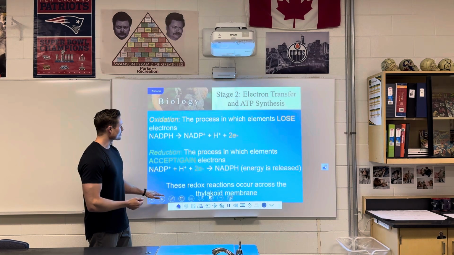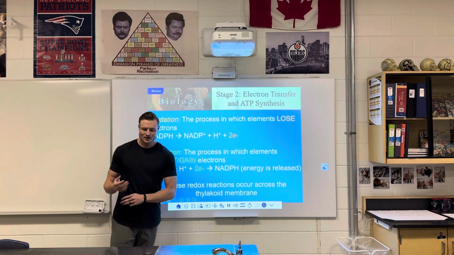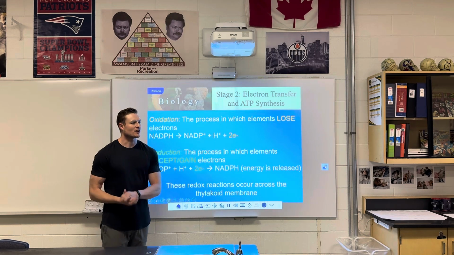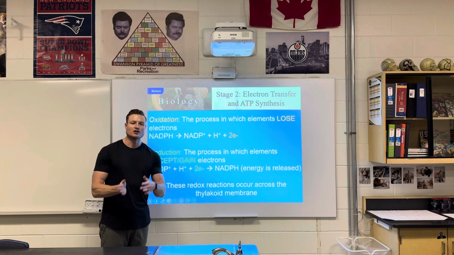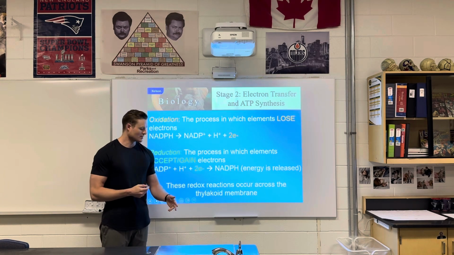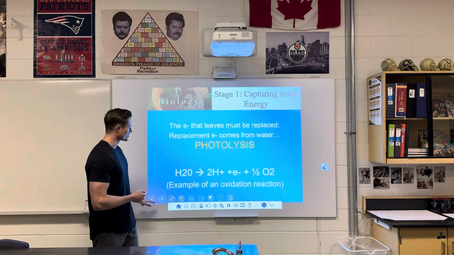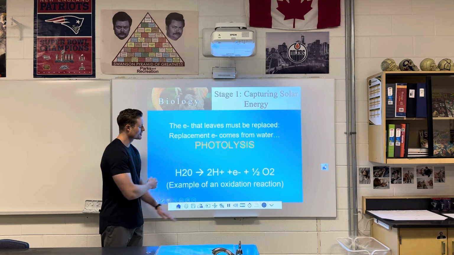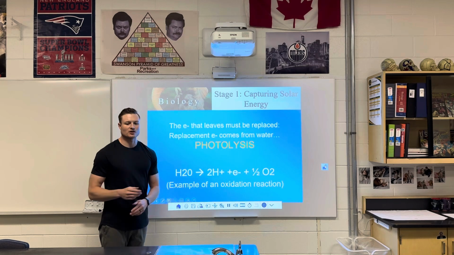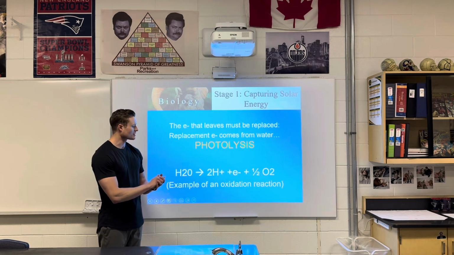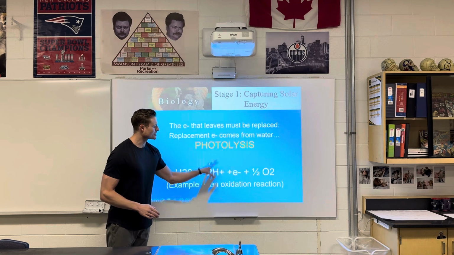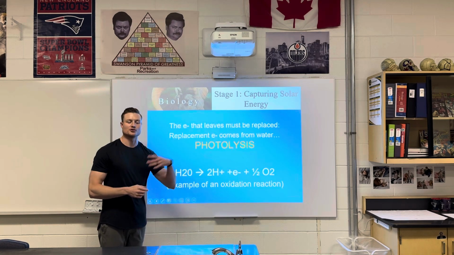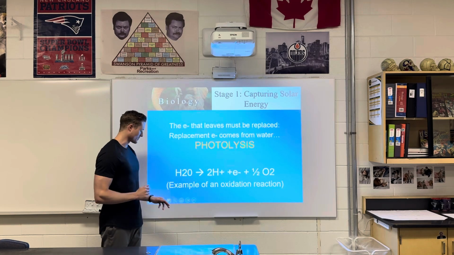Now, this is what we call an oxidation reaction. An oxidation reaction is where something loses an electron. If we go back to the actual equation, water is over here on the reactants, and the electron is on the products. This is what we call an oxidation reaction. If you ever see the electron on the product side of the equation, you know it's oxidation because you are losing that electron. You're producing it. It is going away.